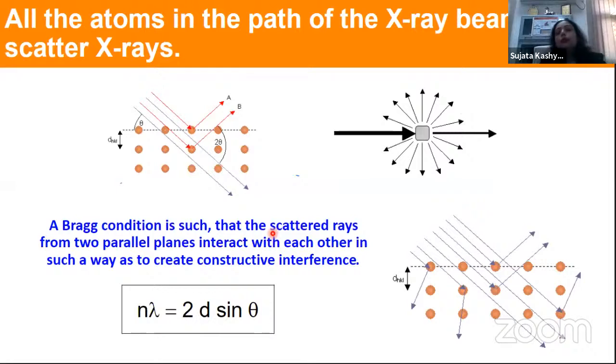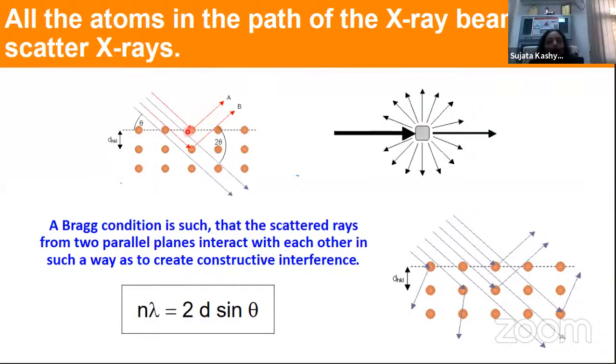Then in both powder XRD as well as single crystal XRD, when can Bragg's rule be satisfied? The Bragg condition is such that the scattered rays from two parallel planes interact with each other in such a way as to create constructive interference. It's very important. They must satisfy Bragg's rule, and along with that, in the Bragg condition, the scattered ray.